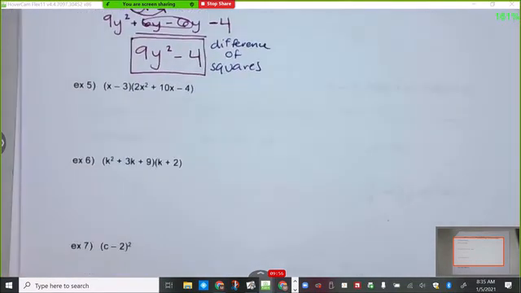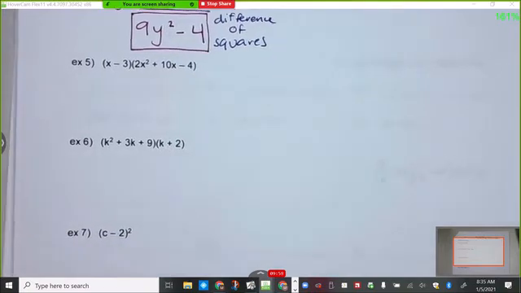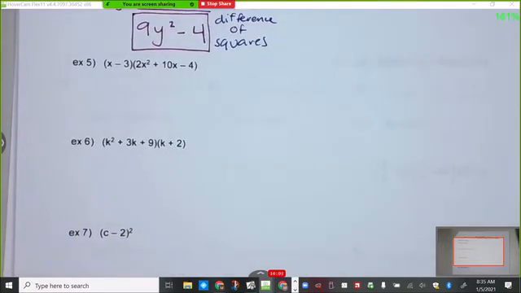What's different about 5 and 6? Is it binomial times binomial? No, it's binomial times trinomial. So we're going to multiply 3 times here, not just 2. Okay, so that's all the difference.